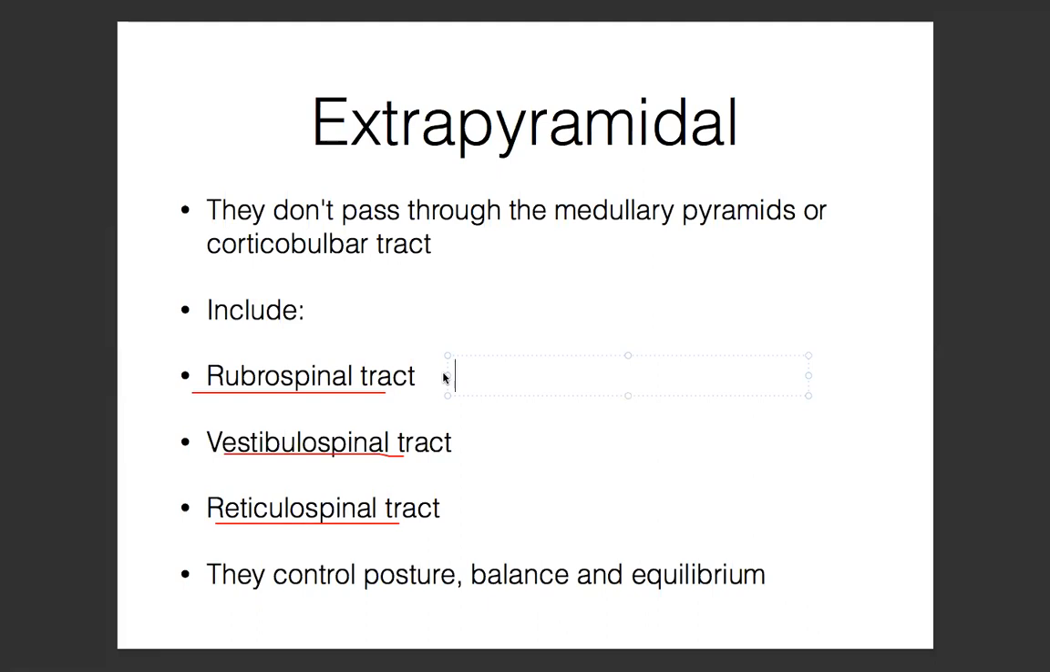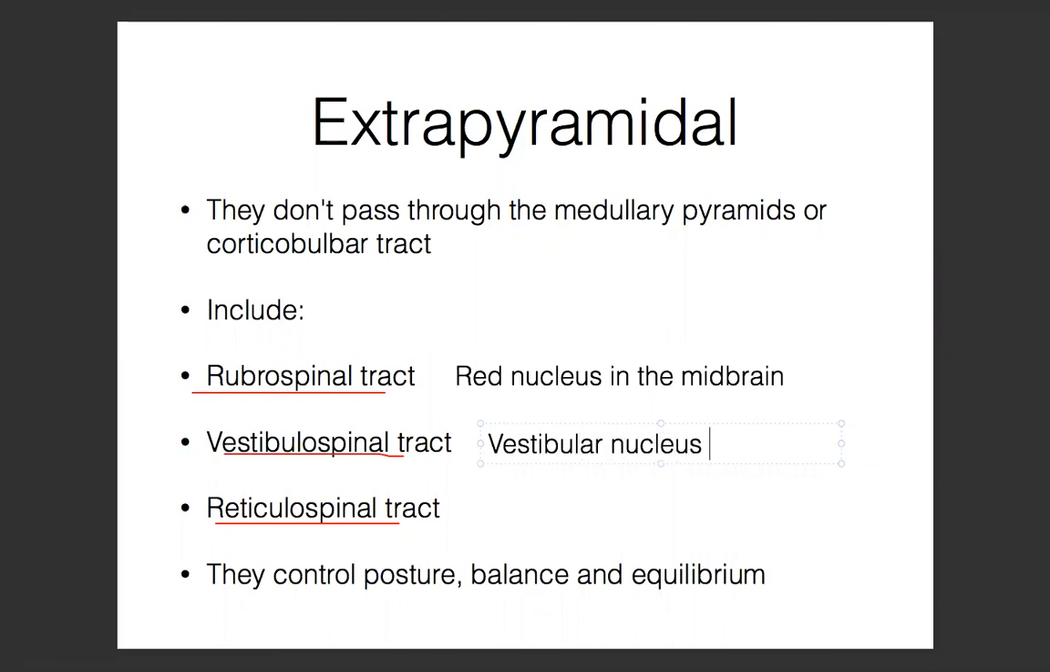The rubrospinal tract starts from the red nucleus in the midbrain and goes to the muscles. The vestibulospinal tract starts from the vestibular nucleus in the pons, I think, yeah, in the pons, and it goes to the body too. And the reticulospinal tract starts from the reticular formation and goes to the body. So understand what these three are.